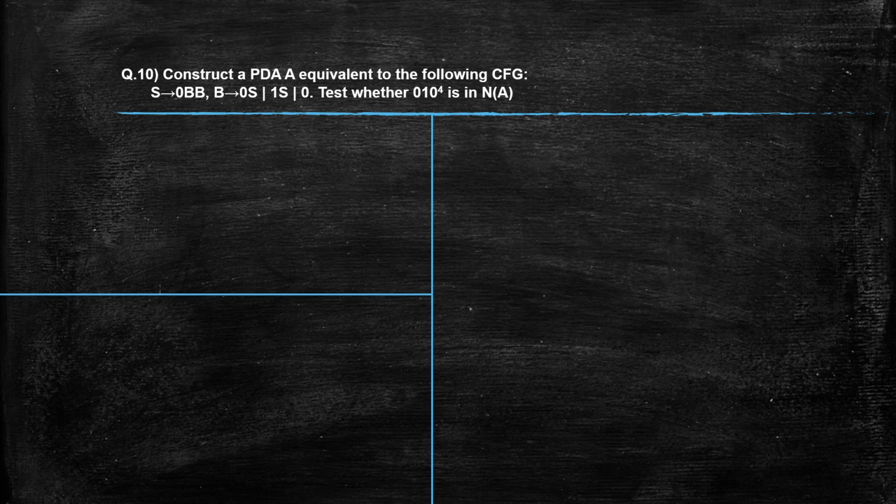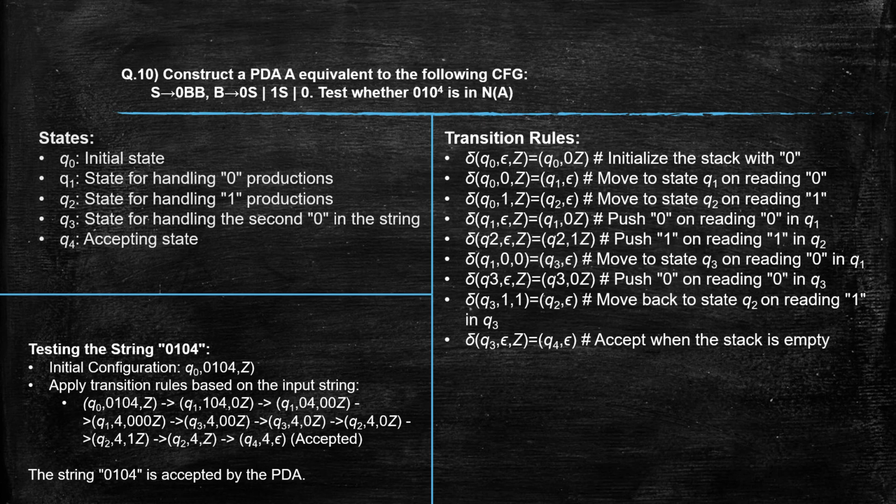The tenth question is: construct a pushdown automata A equivalent to the following CFG: S goes to 0BB, B goes to 0S or 1S or 0. Test whether 0104 is in N(A). So this is the solution.